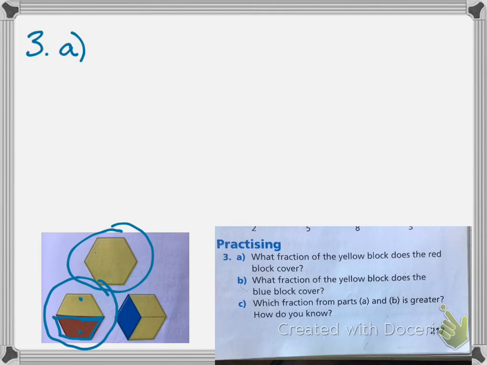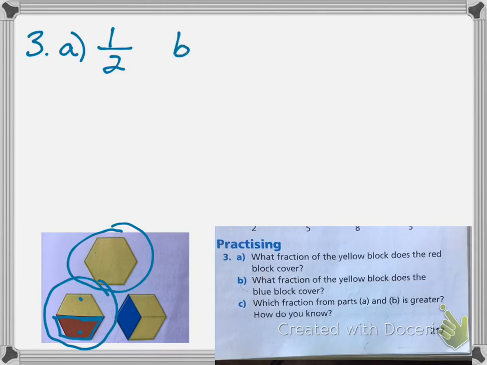There are 2 equal sections. They're just flipped opposite of each other. So there are 2 sections all together. And the red block covers one of those sections. So if we look at that, we would say, yeah, the red block does cover half, because we're used to thinking about half of that yellow block. And half is 1 out of 2 sections.